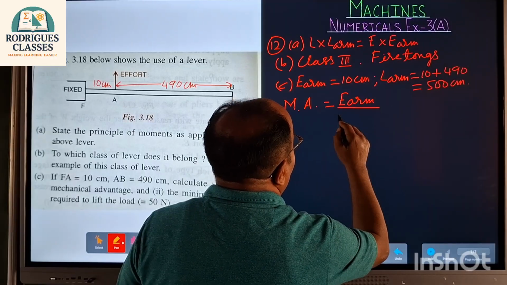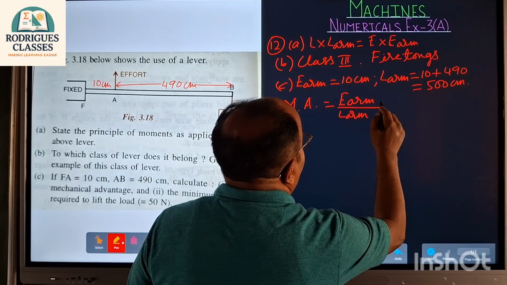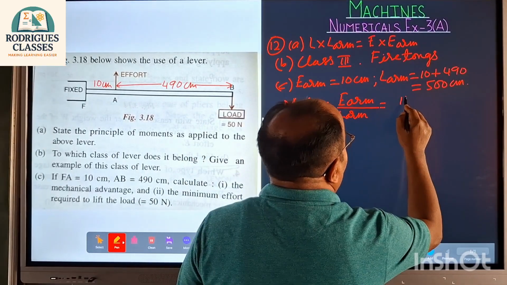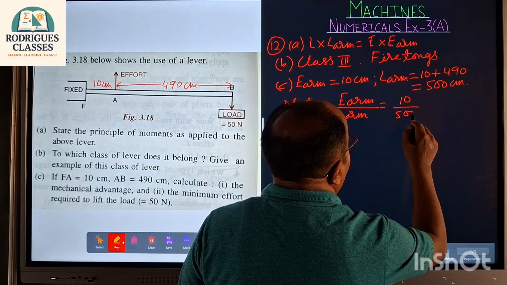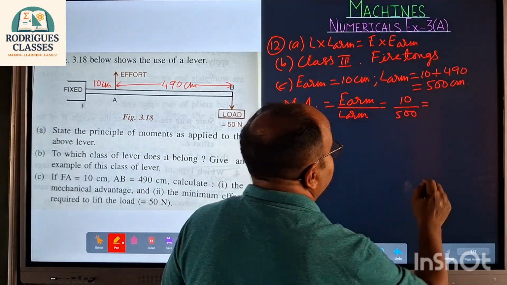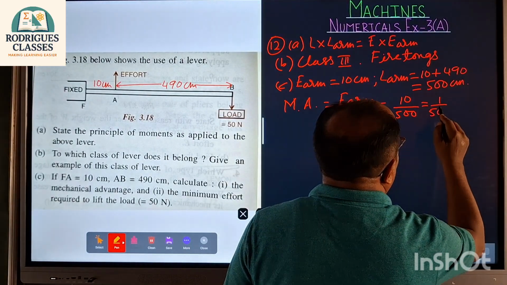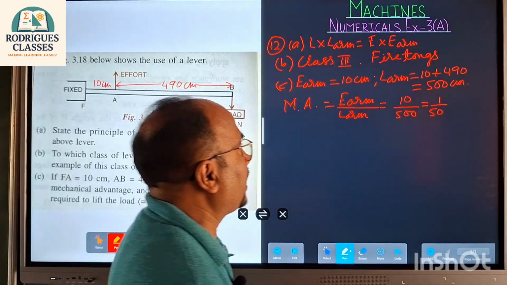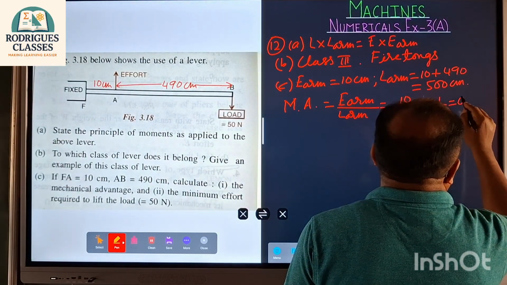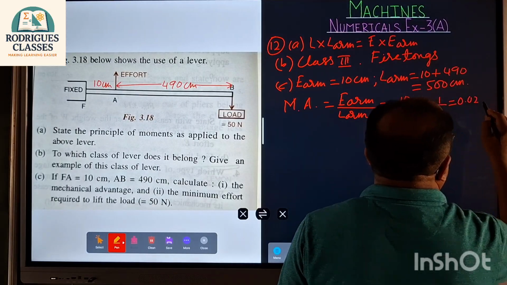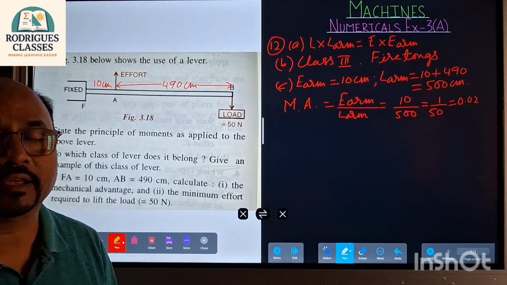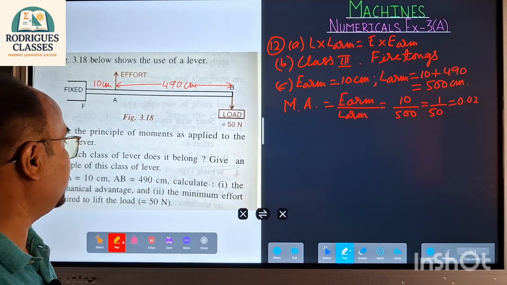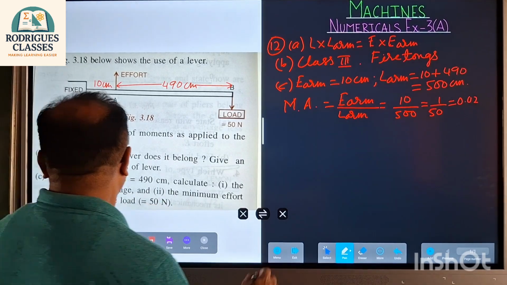Effort arm by load arm. So effort arm is only 10 centimeter. This is 500. So zeros cancelled. We will get 1 by 50. I can leave it in fraction. Also, if I want, I can write it in decimal. So 1 divided by 50 will give you 0.02. So we have got the mechanical advantage. No unit required here. And this was the C first part.